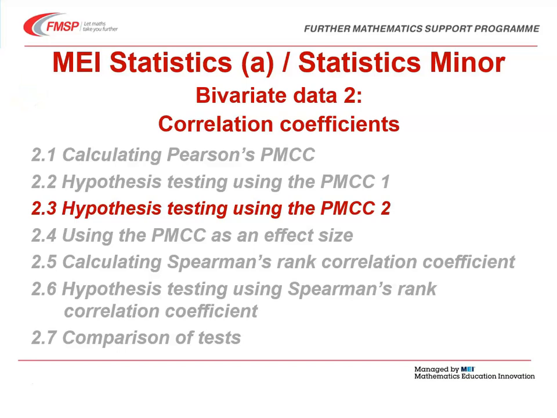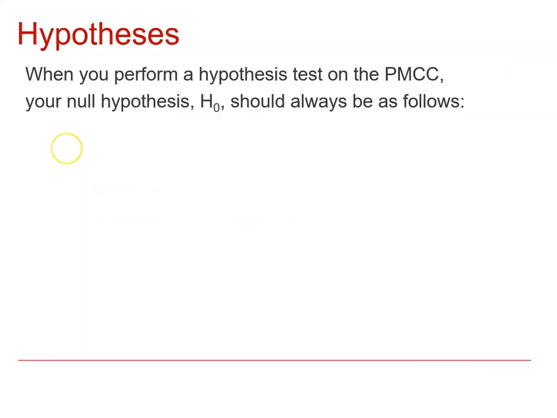This is MEI Statistics Minor, Bivariate Data 2, Correlation Coefficients. 2.3, Hypothesis Testing using the Product Moment Correlation Coefficient 2. As with all hypothesis tests, we need to write down our hypotheses before we complete the test.